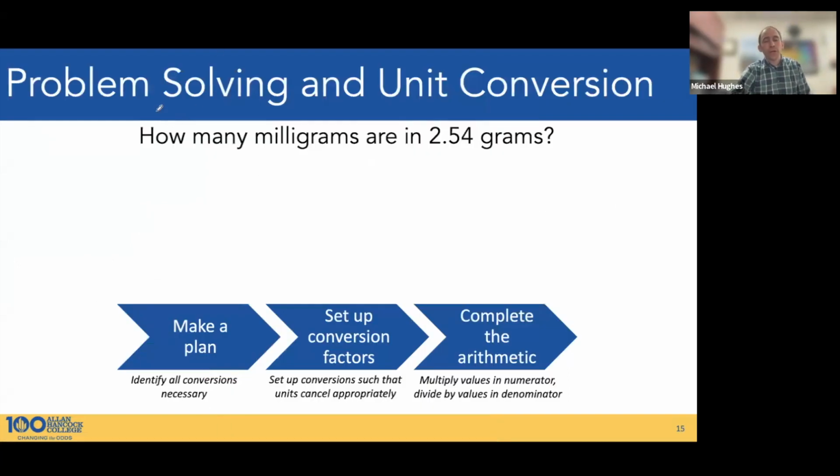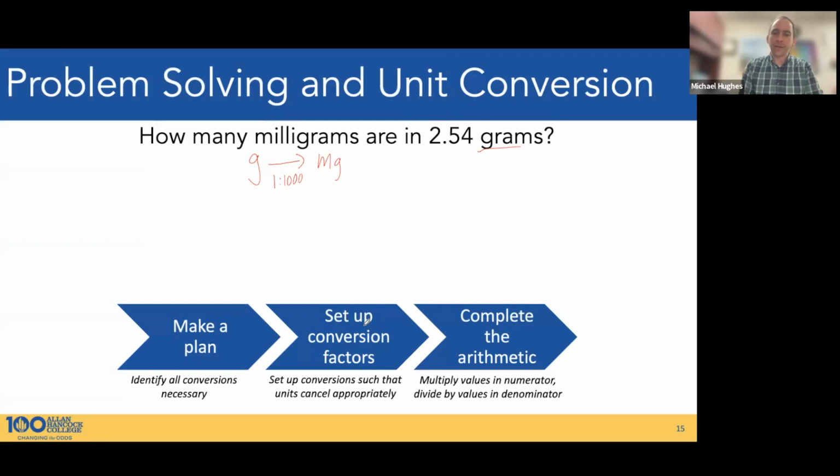So here's the 3-part strategy that we're going to use today. First, we're going to make a plan. We want to go from grams to milligrams. And we know that this is a ratio of 1 to 1,000. There's 1,000 milligrams in 1 gram, or 1 milligram is 1,000th or 10 to the negative 3 grams. You can look at them either way.